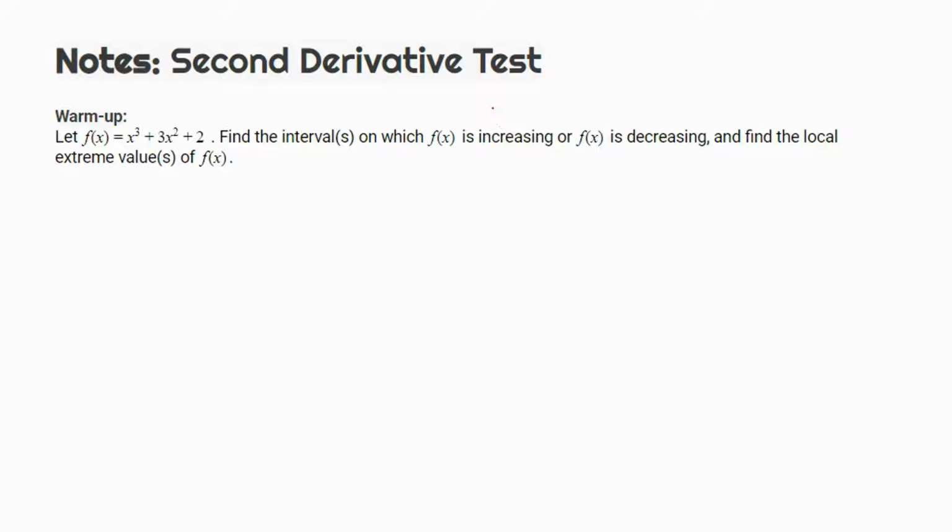So let's remind ourselves of a few things. F of x is increasing when our derivative is greater than 0. It's decreasing when our derivative is less than 0. And it says find the local extreme values of f of x. Now, we can find those values using our first derivative test. But let's go ahead and get started.